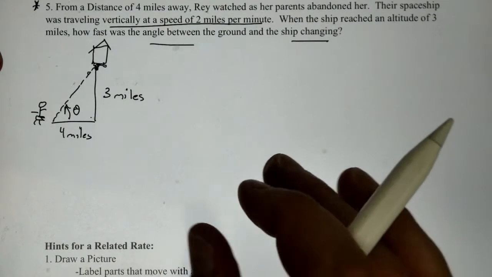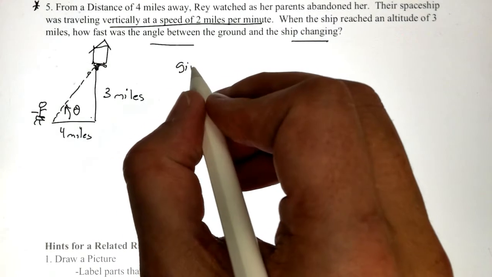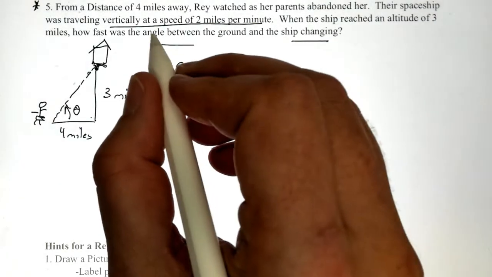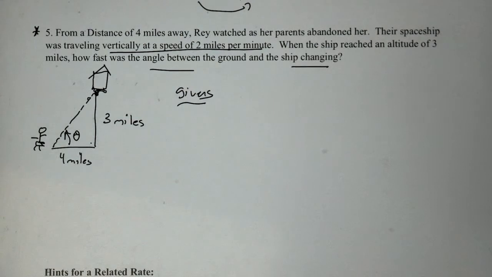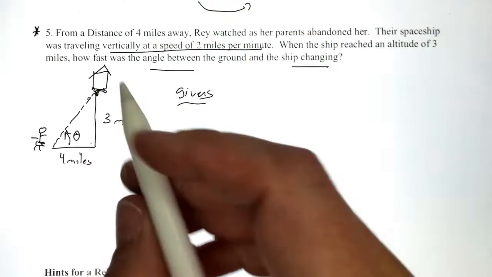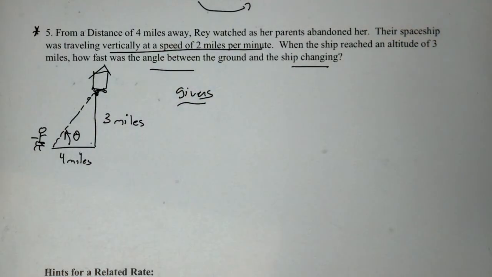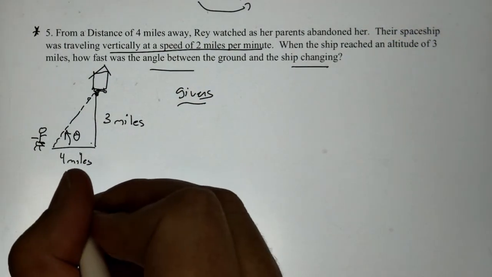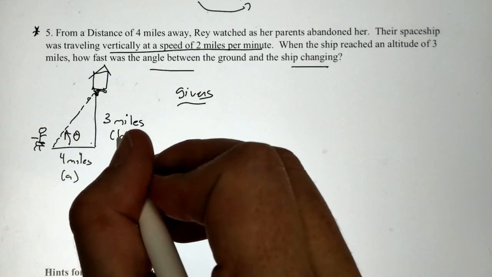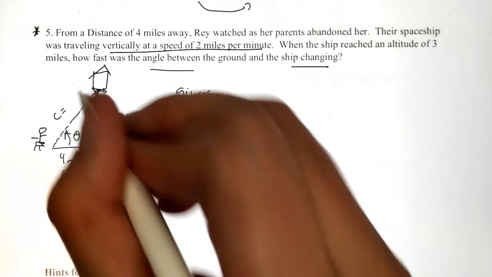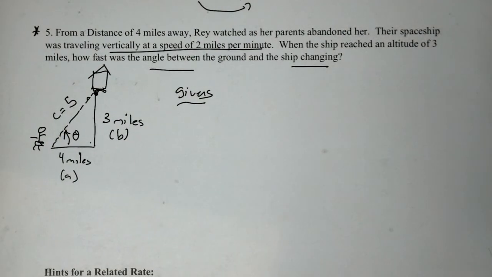Ready? So the first thing we're going to do is list out all the givens. One, they tell me how fast the rocket is traveling vertically, at 2 miles per minute. Well, that's not really helping. That's just telling me that this side right here is changing at 2 miles per minute. So I'm going to have to give everything here a letter. Let's call this one A. This is B. And I'll call this C. Now, I know from experience that C is just going to be 5 miles. That's a 3, 4, 5 right triangle.